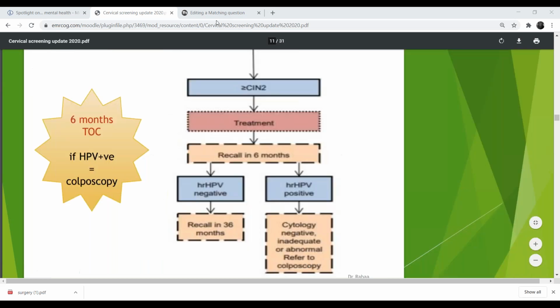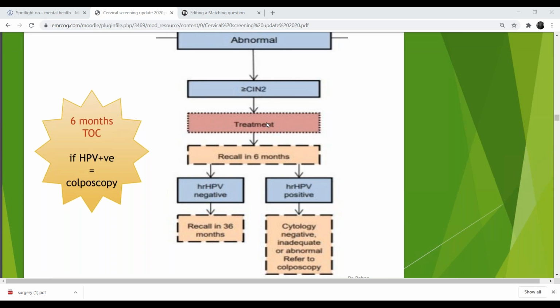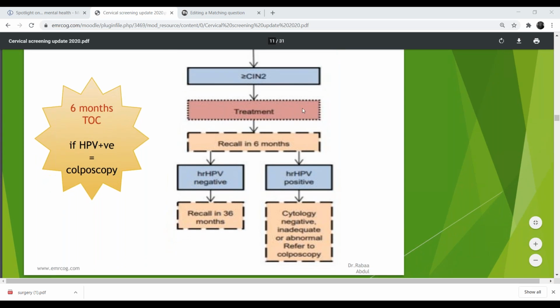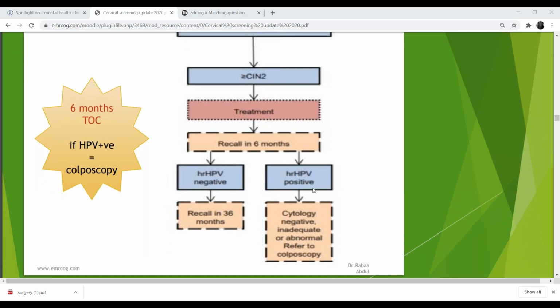CIN2, again, I just want you to remember the basics. Abnormal means CIN2 or 3, offer treatment, test of cure at 6 months. HPV came negative, bye-bye, see you in 3 years. HPV came positive, cytology should be done, and referral to colposcopy, no matter what the cytology is. Remember, 6 months test of cure, HPV positive equals colposcopy, no matter what the cytology result is.